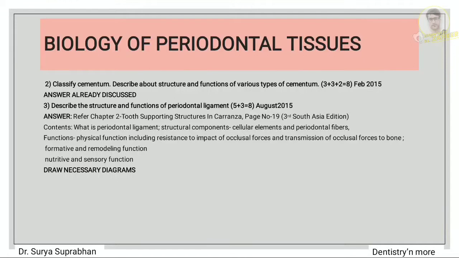Into this you have to write what happens when an axial force is applied and what happens when a horizontal or tipping force is applied to the bone. Okay, so that comes under the physical function. Then write about the formative and the remodeling function. In the remodeling function, please do write about the turnover rate of the periodontal ligament. Then coming to the nutritive and the sensory function. Draw the necessary diagrams. Please do draw the periodontal ligament fibers diagram. That is more important.